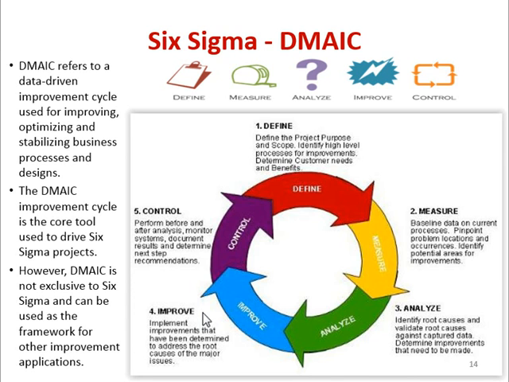Then comes the second stage, measure, in which you collect baseline data on current processes, pinpoint problems to locations and occurrences, and identify potential areas for improvement. Then you do the analysis, in which you do root cause analysis or identify the gaps against the measure. Then you do the improvement against your analysis, that is, you take action against your root cause analysis. And finally, you have a control mechanism to perform before-and-after analysis, monitor systems, document results, and determine next step recommendations. So all these are about Six Sigma, that is DMAIC, which is define, measure, analyze, improve, and control.